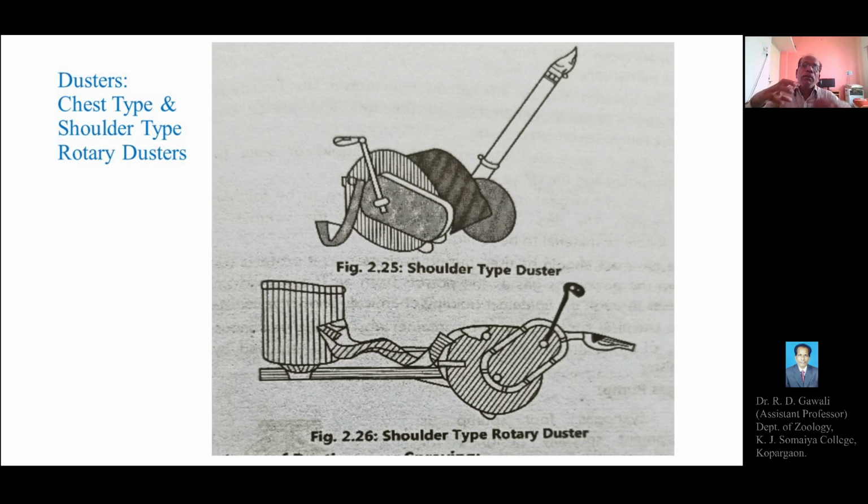The chest type rotary duster is held in front of the operator, and the shoulder type rotary duster is held on one side of the operator, particularly on the left side, so as to operate its handle easily with the right hand. So the lower figure is a shoulder type rotary duster.